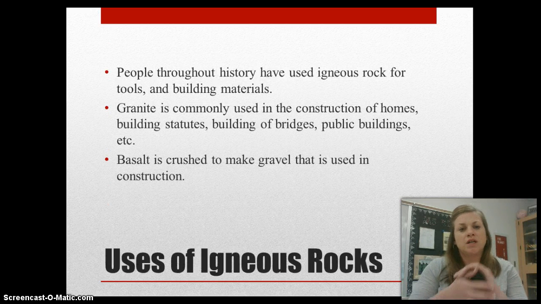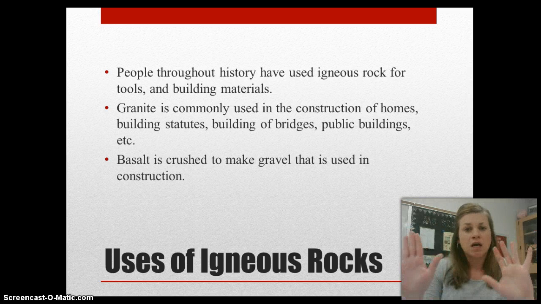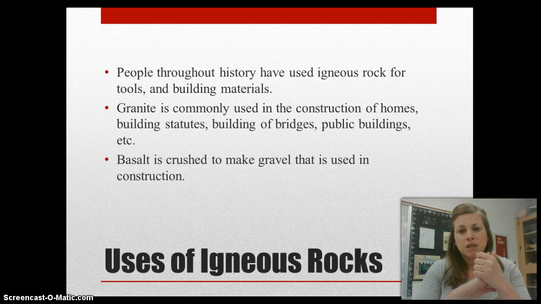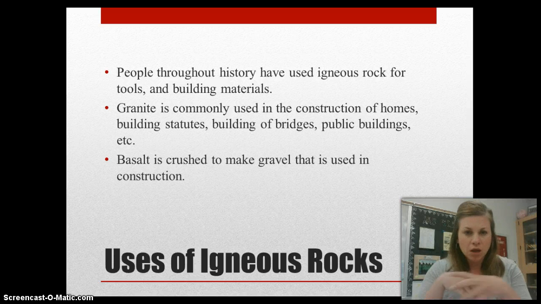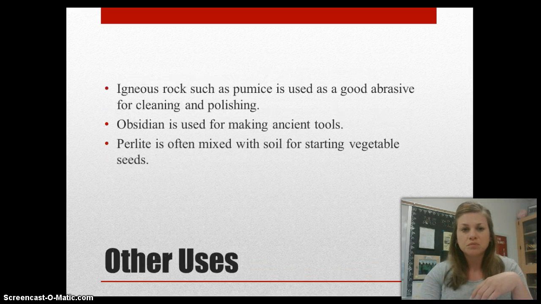People throughout history have used igneous rocks for tools and building materials. Granite is commonly used in construction of homes, so you'll see it a lot in countertops. Sometimes you'll see it in statues and the building of bridges. They used to use it a lot for building bridges. It's also used in public buildings. Some of your shiny, smooth-walled outside buildings typically use granite because it can withstand a lot of weathering and different elements, since it's such a strong material. Basalt is crushed to make gravel, and that is used in construction as well.